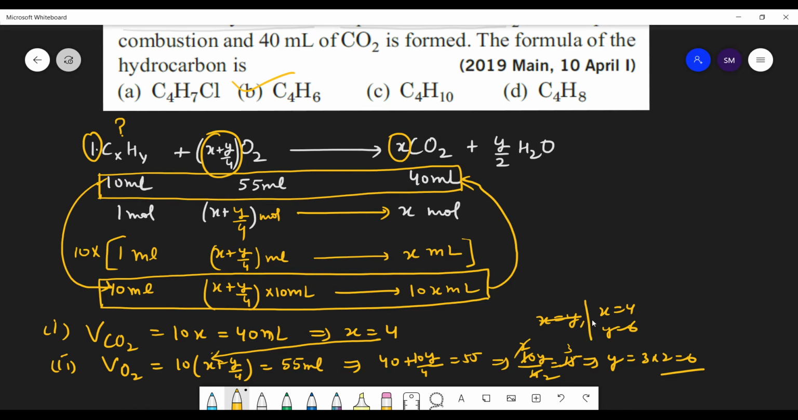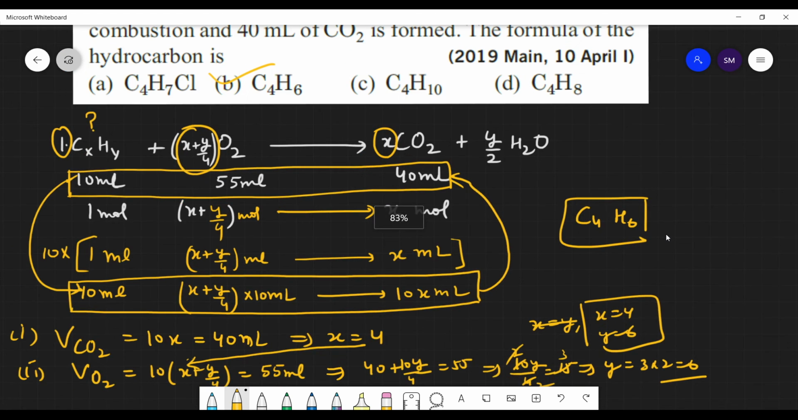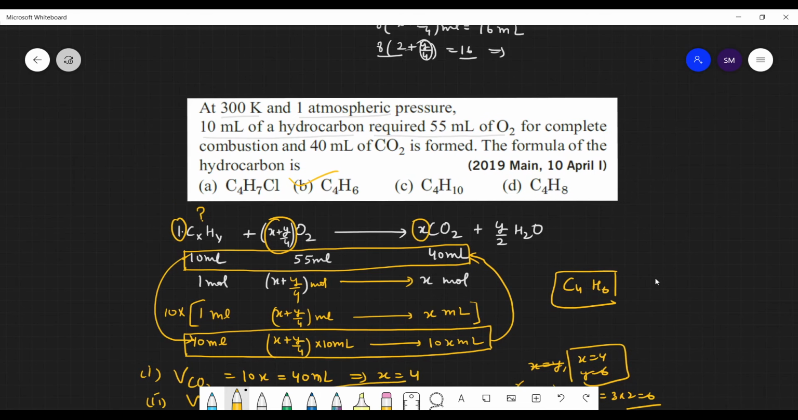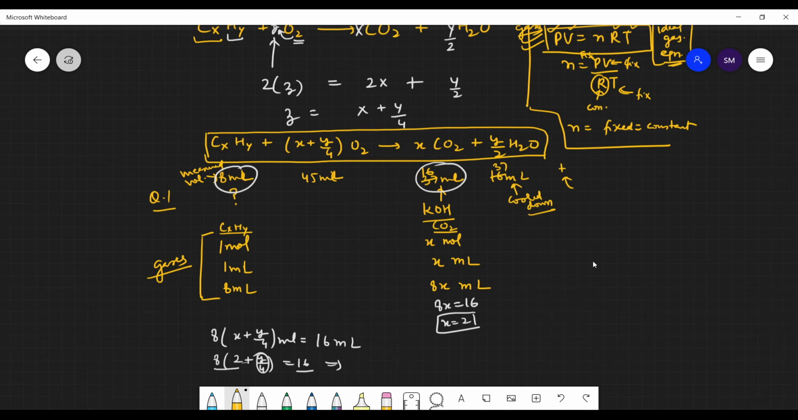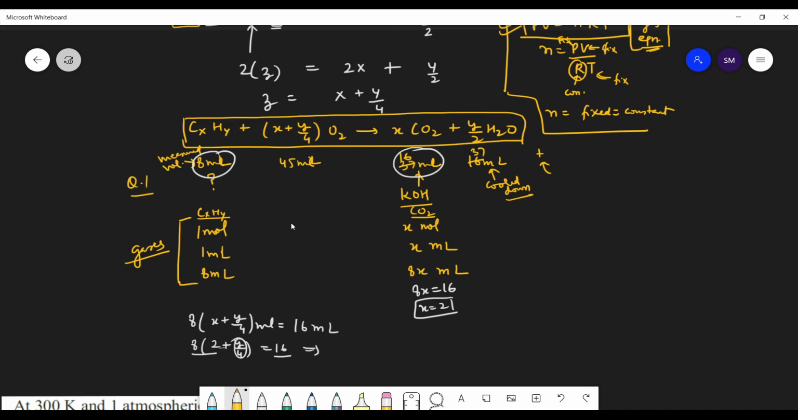ओके. तो स्टूडेंट्स आवर कंपाउंड इज C4H6. नाउ लेट अस सी ऊपर वाले क्वेश्चन में हमने क्या किया है. सिमिलरली उसको ऊपर वाले को भी करना था हमें. ठीक है, लेट्स सी व्हाट वी हैव डन विद दैट. तो उसमें 1 मोल और इसके कितने मोल हैं? x प्लस वाई बाय 4 मोल्स. और इसके कितने हो जाएंगे यहां पर?